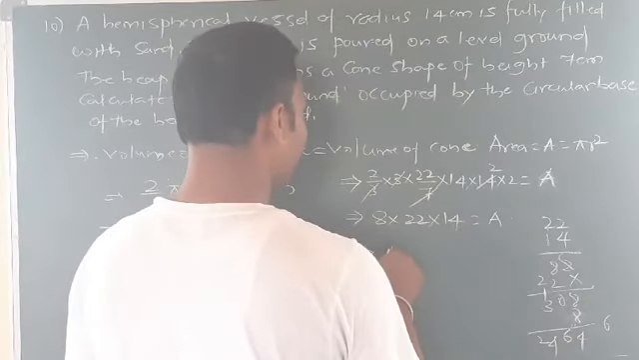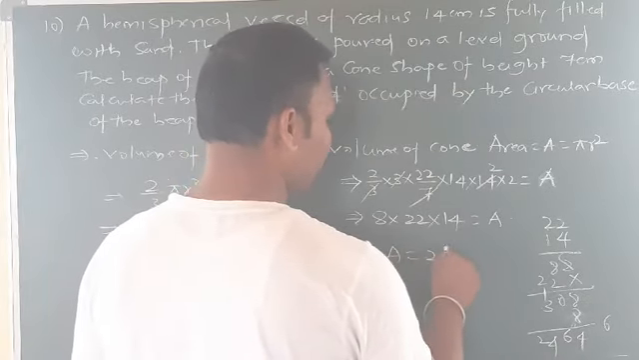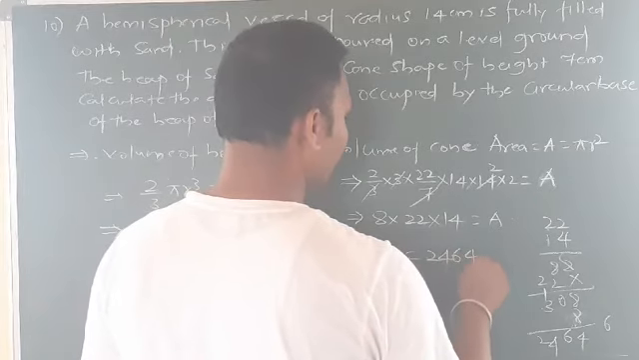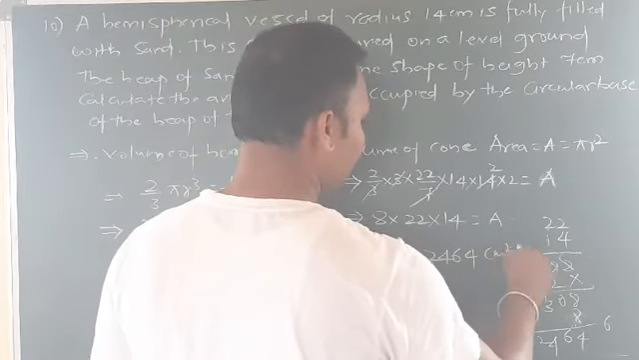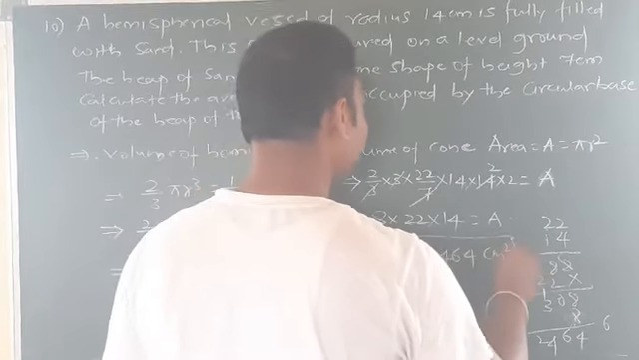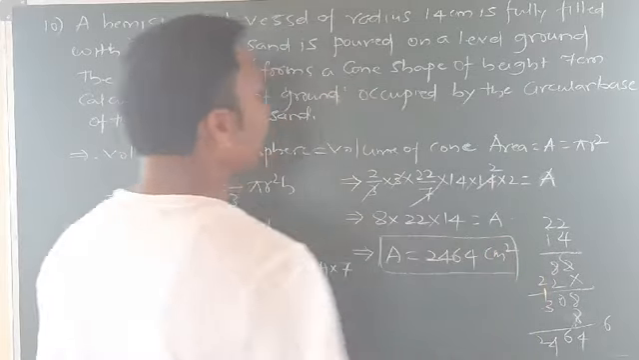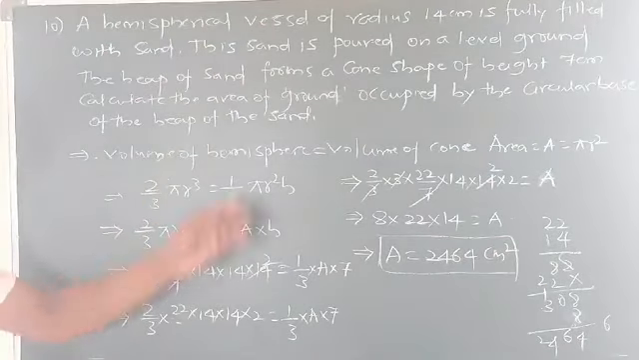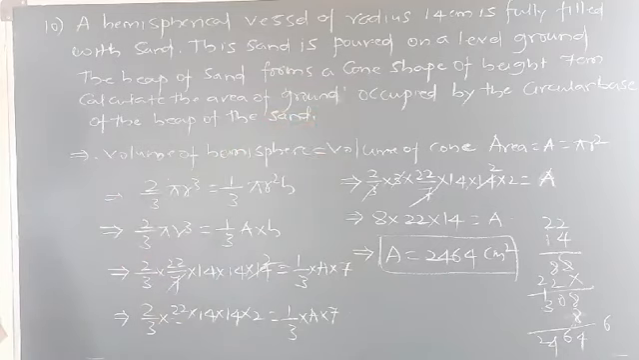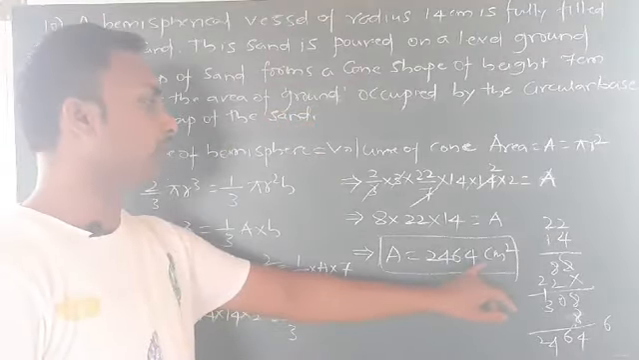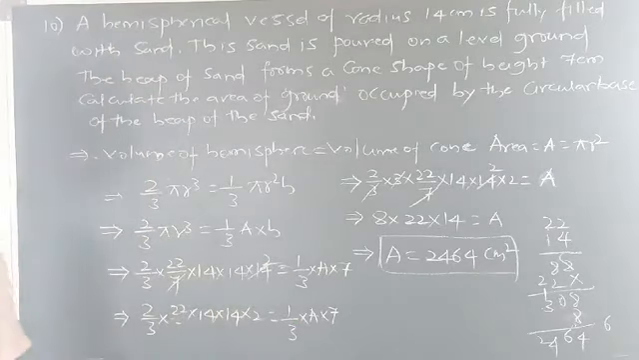So the area A is equal to 2464 centimeter square. So this is the required area, which is occupied by the cone-shaped base. A is equal to 2464 centimeter square.